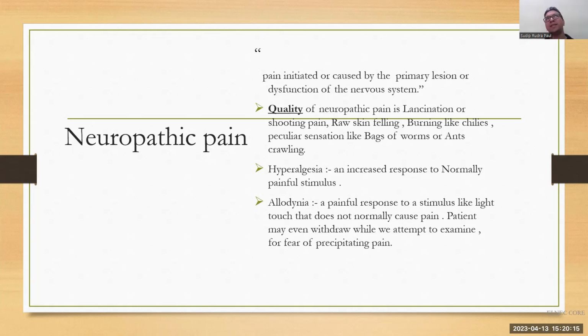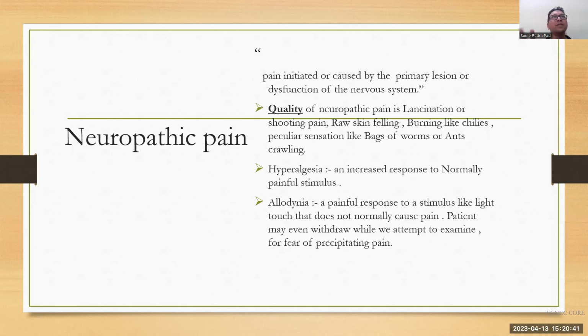Allodynia is when, sometimes, if you just touch the patient's hand or feet, they will grimace and say, oh, it's painful. They feel pain even from a non-painful stimulus, like a light touch that does not normally cause pain. If the patient feels pain from that kind of activity, then it's called allodynia.